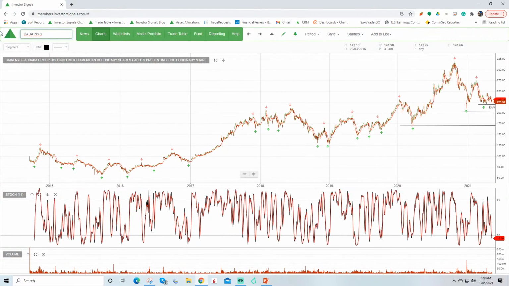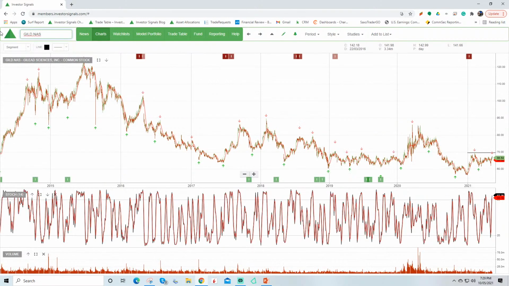Alibaba, something to have a think about there. We've started building a small position in that. Another biotech company in the US that we like is Gilead Sciences. It's under sell conditions, but we are starting to build that as a counter trend trade.